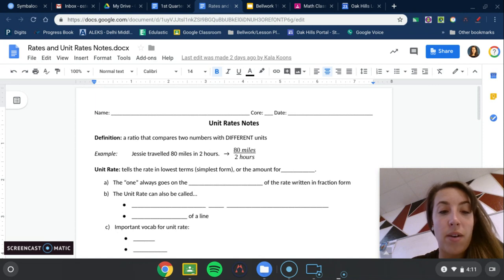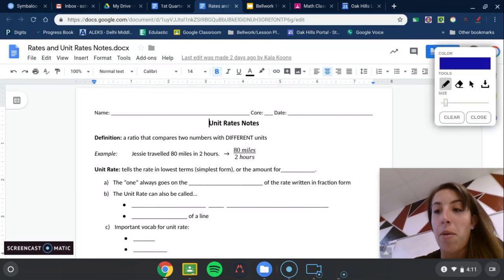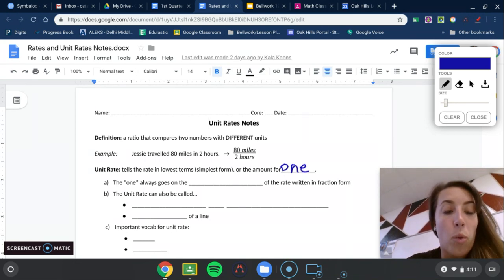Okay, unit rates, however, tell us the rate in lowest terms or simplest form. And then that is going to be for the amount that is over or for 1. Okay, the 1 always goes on the bottom of the rate, and it's always written in fraction form.